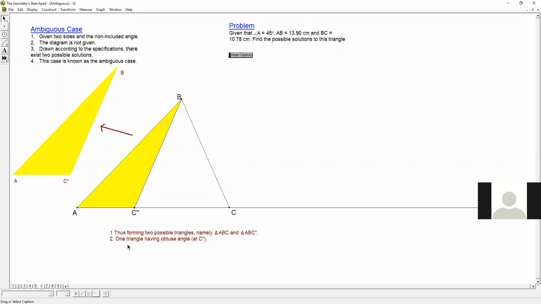Of course we know they form two possible triangles from the previous screen, but I want to mention to you that this triangle here has an obtuse angle. Okay, next.